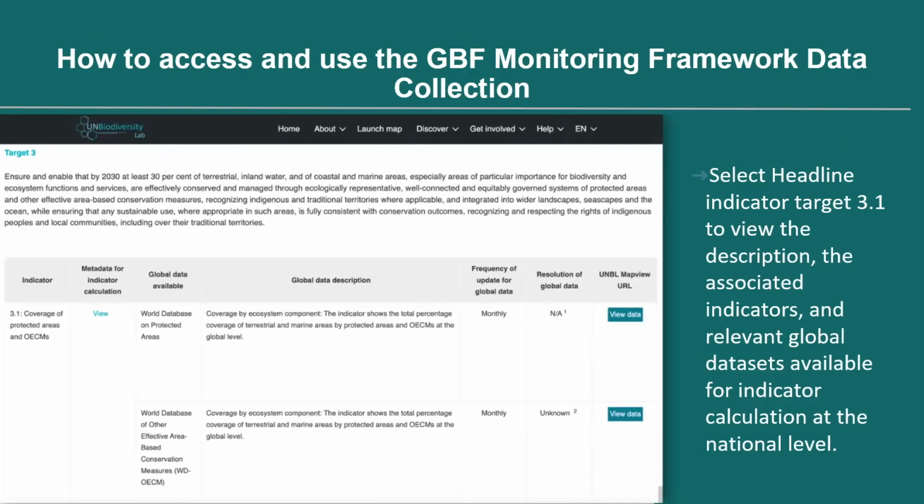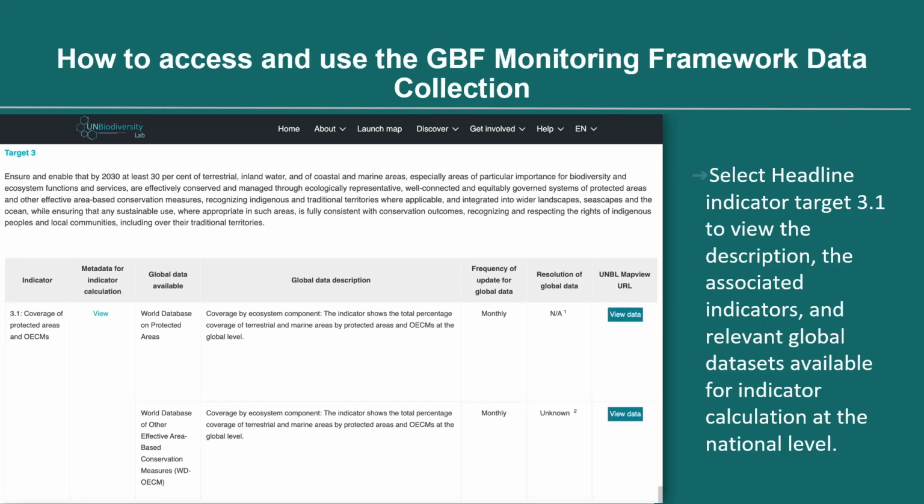Alright, let's look at one target in particular to explore in more detail. For example, let's choose headline indicator 3.1 on coverage of protected areas and OECMs. Below the selected target, you can see the official wording of the target in the section 15.5. Then in the table, starting from the left side, you can first see the name of indicator 3.1.